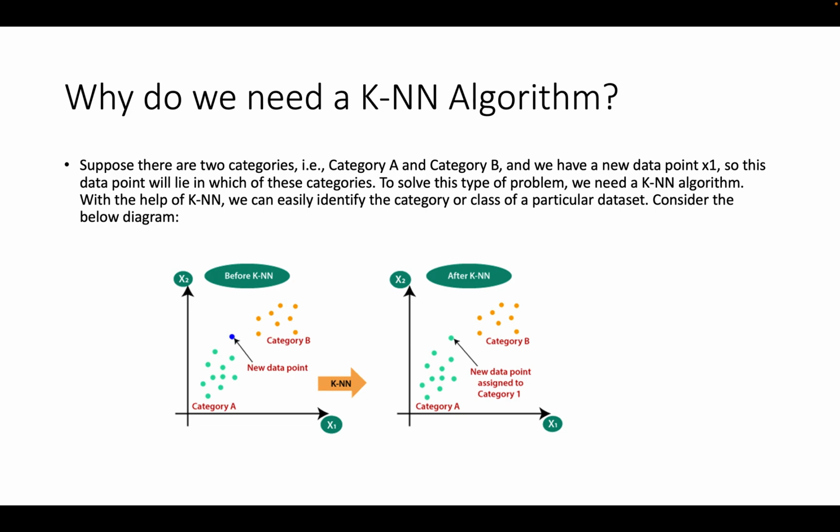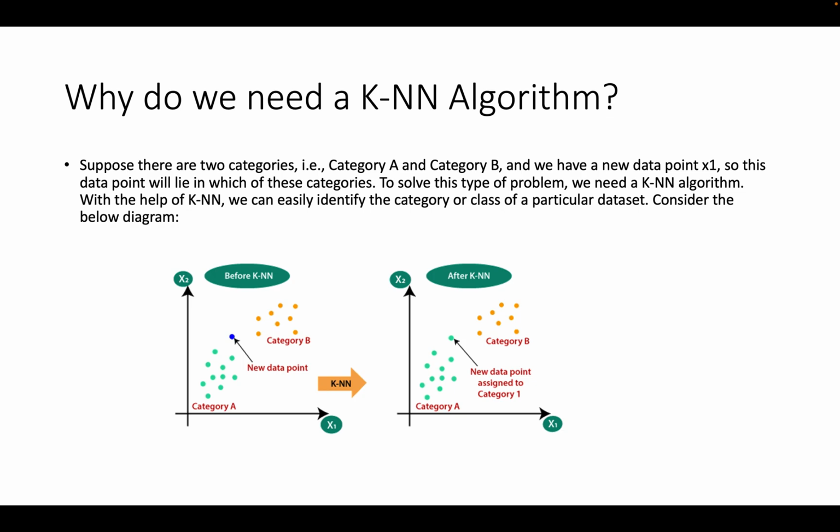Why do we need a KNN algorithm? Suppose there are two categories, category A and category B, and we have a new data point x1. So this data point will lie in which of these categories? To solve this type of problem, we need a KNN algorithm, K nearest neighbor algorithm. With the help of K nearest neighbor algorithm, we can easily identify the category or class of a particular data set. Consider the below diagram.